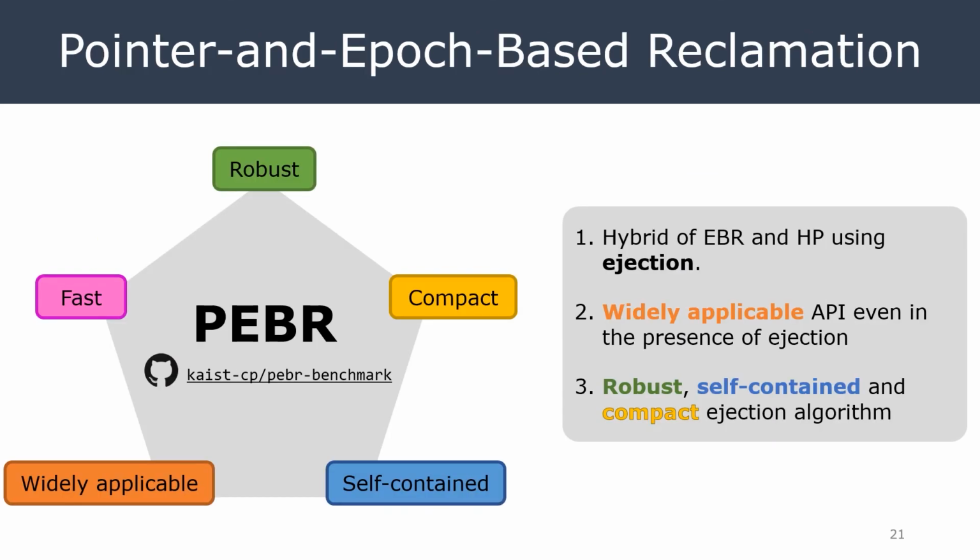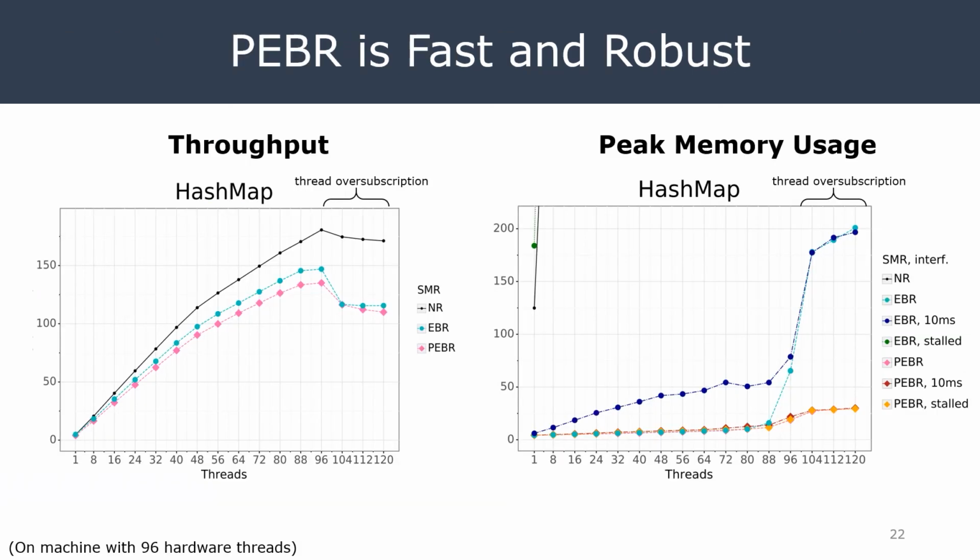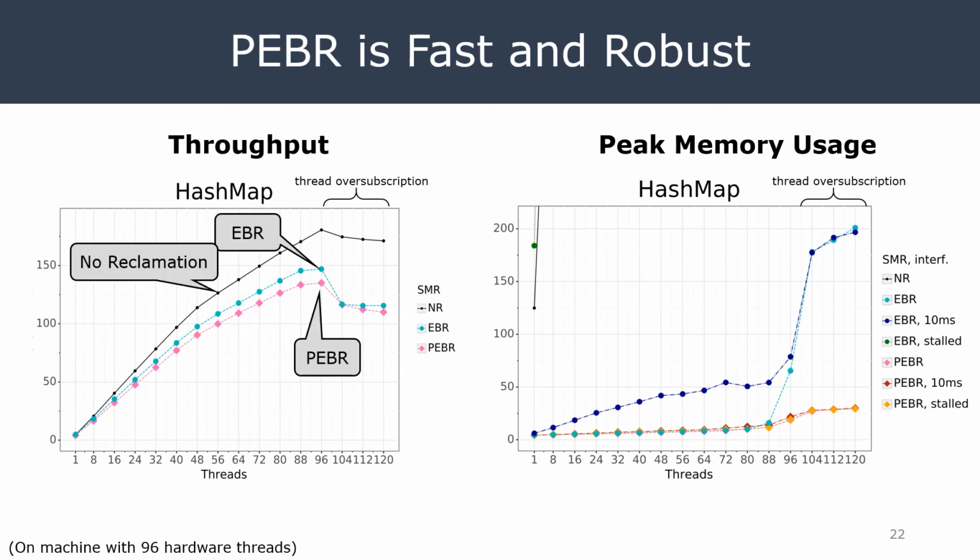So that was the main idea of PEBR, and let's take a look at some benchmark results. We benchmarked many concurrent data structures using PEBR and compared with the version without reclamation and the version using EBR. In the first experiment, we tested the throughput in normal case. As you can see, throughput of PEBR is close to EBR.